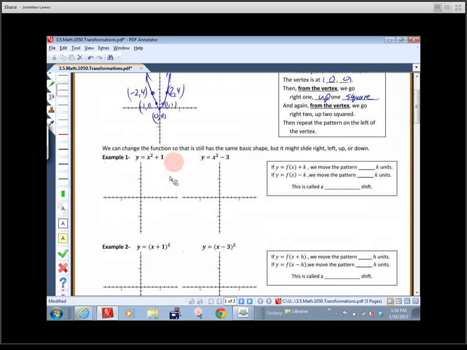What happens if I take this shape, the x squared shape, and then after the fact, after I've squared to make the shape, I add 1? What happens? It goes up 1. Every single one of those points that I graphed before, all 5 of those key points right here, every single one of those is going to get moved up.